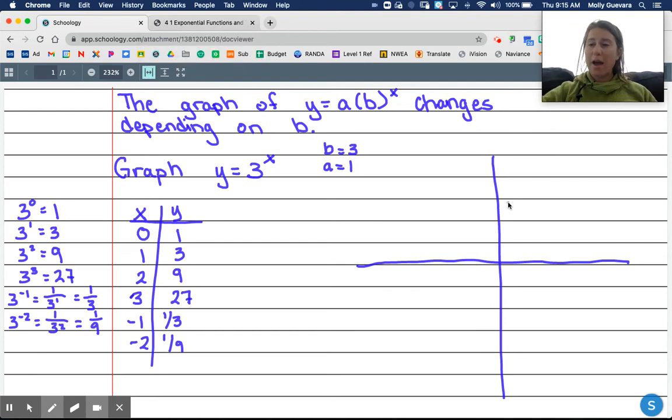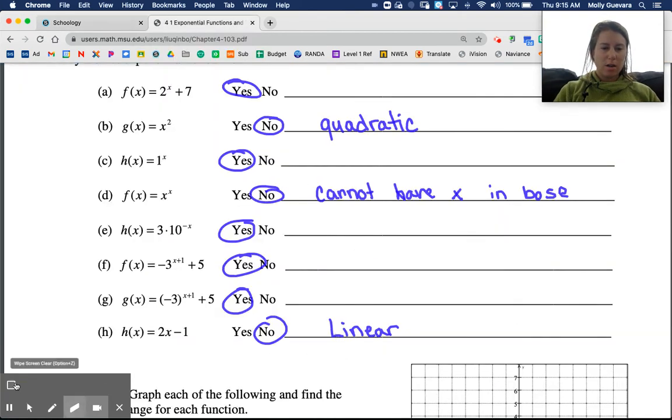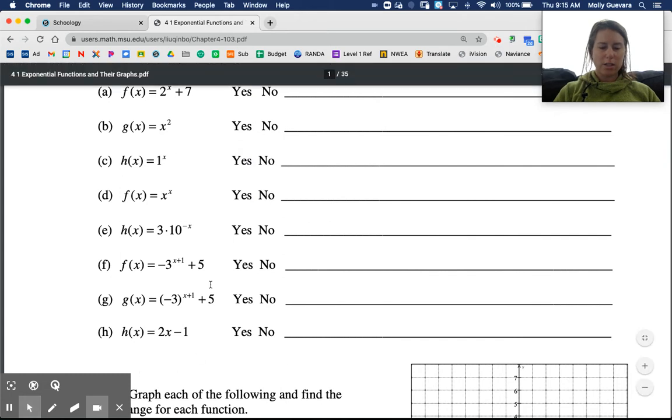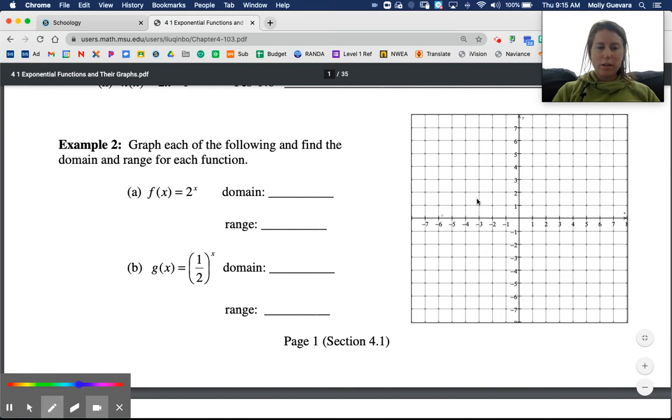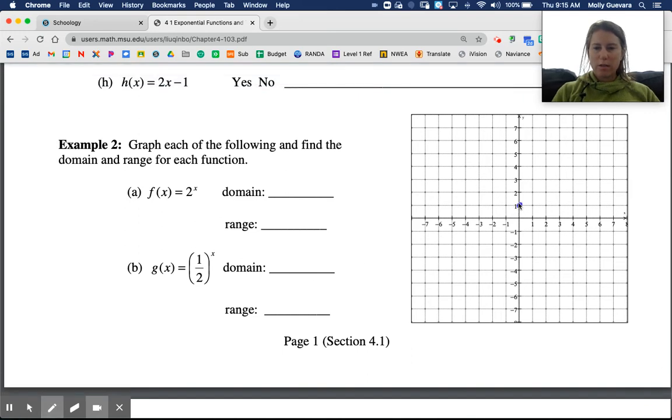So go ahead and plot that on the graph that you glued in. I don't have one of those graphs, so I'm just going to show you how to do it on here. So don't actually do it on this sheet. Graph it on that graph that you glued in. But just to show you, I have 0, 1, 1, 3, 2, 9, which is up there somewhere, -1, 1/3, -2. And what actually happens is that there's an asymptote here.